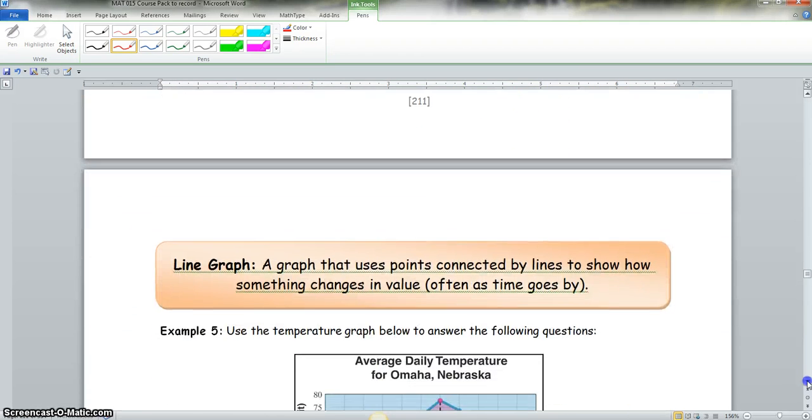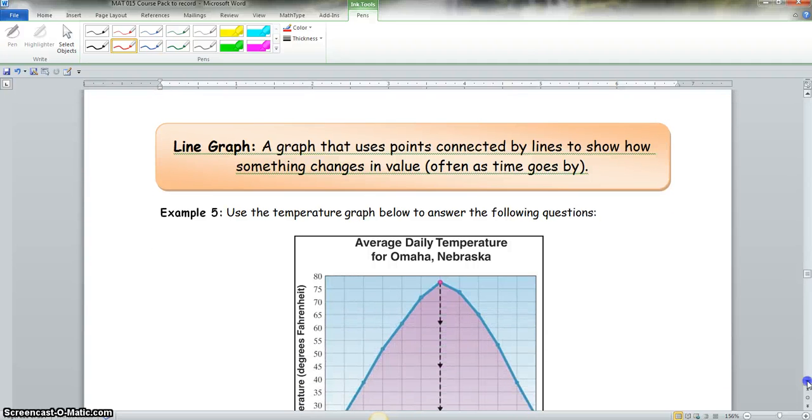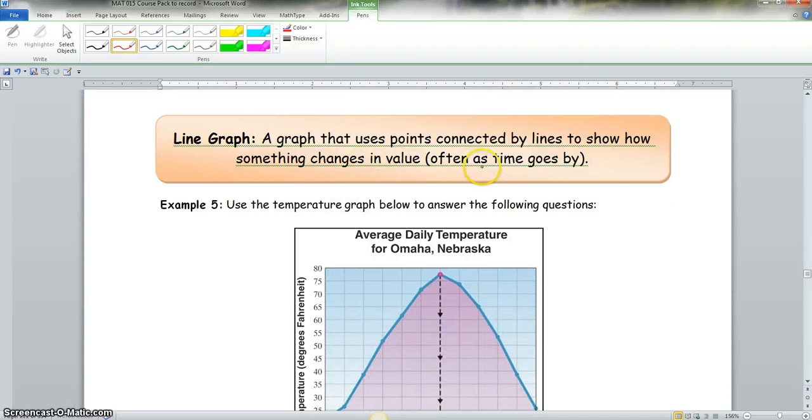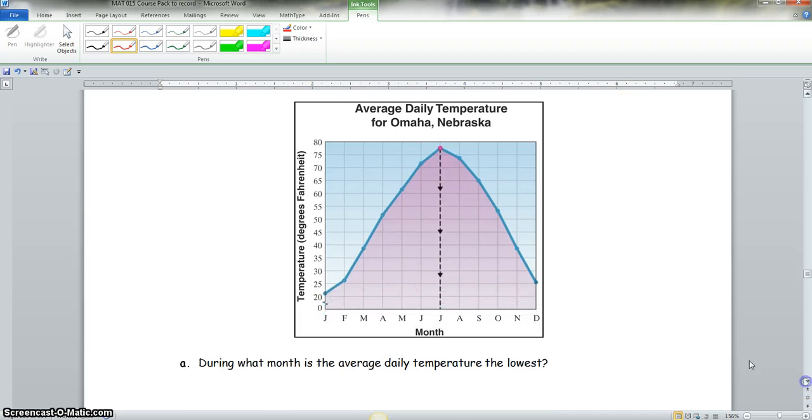Now a line graph is a graph that uses points connected by lines to show how something changes in value, often as time goes by. Example 5, use the temperature graph below to answer the following questions. And we have the average daily temperature for Omaha, Nebraska. During what month is the average daily temperature the lowest?